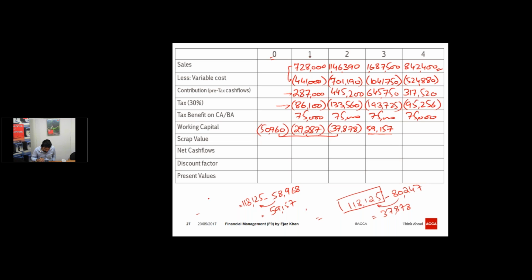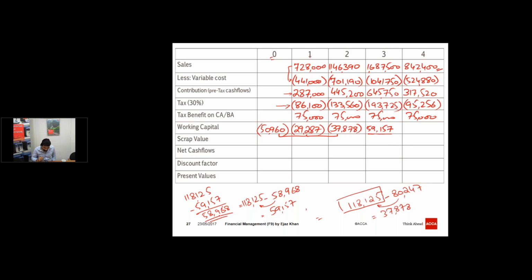Okay, thank you, Kulan. It's 118,125. So these three figures were invested by the end of year two, of which in year three we recovered 59157. So what we are left with is, okay, it's 58968. So this is the amount that we are left with.